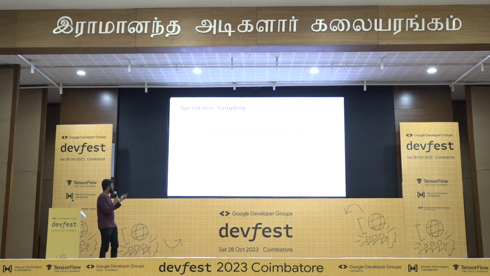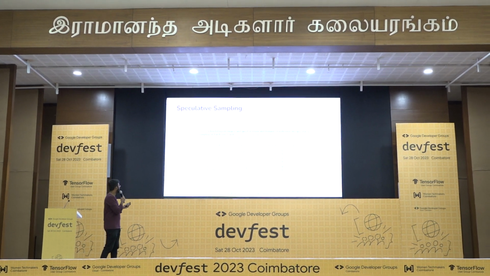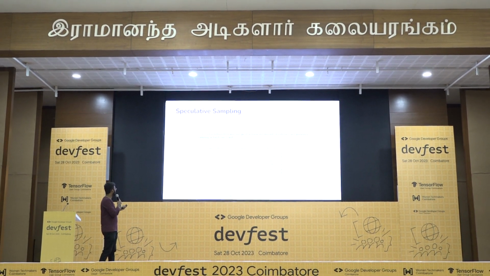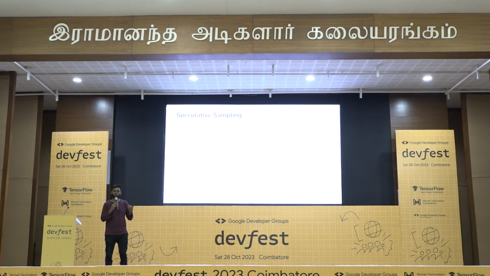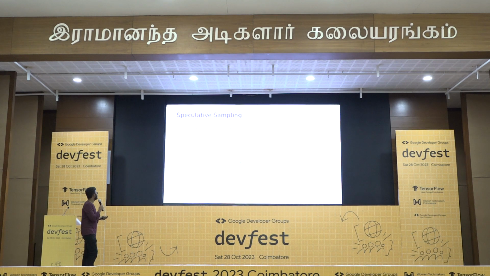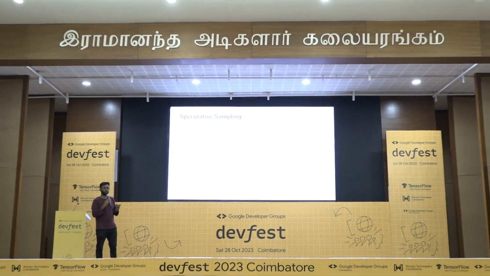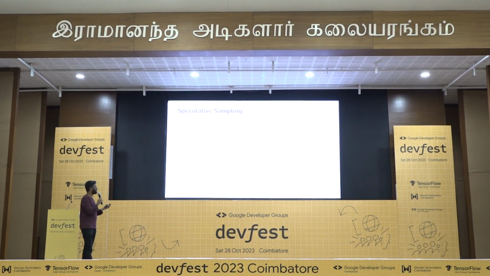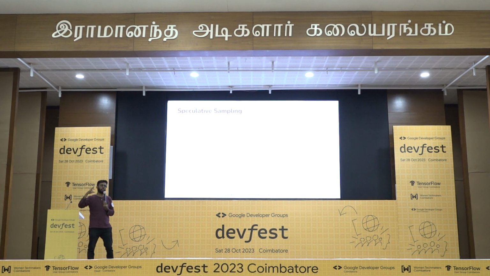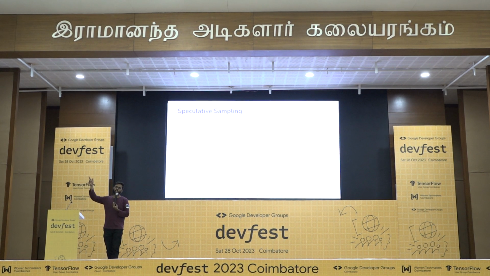So as I said, it's 1.5x to 2x faster. This hasn't yet been included in many of the popular libraries like TGI or vLLM. It's still being implemented. But if you want to use speculative sampling, there are things to consider. You need a draft model, a smaller model, which has been trained on the same data as the bigger model.